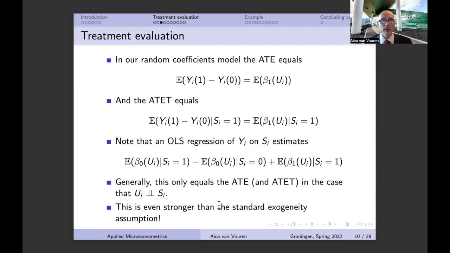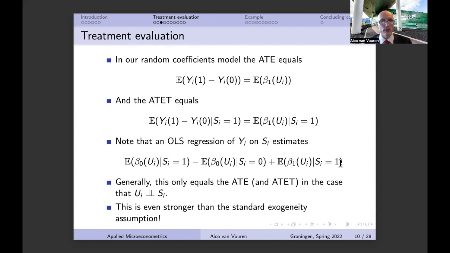In addition to that, at the moment that S and U are independent from each other, this last term is not only the average treatment effect among the treated, but in that particular situation it is actually also the average treatment effect itself. The reason is that if U and S are independent from each other, then we can also get rid of this S_i equal to 1 over here.